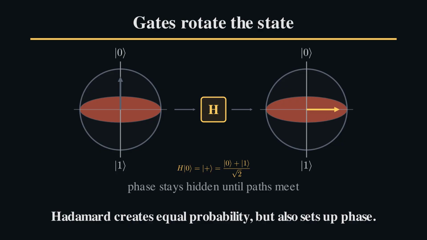Phase is invisible if you measure immediately, yet it becomes decisive when paths later meet and interfere. This is why the same probability distribution can behave differently after more gates. The hidden phase information has been preserved.